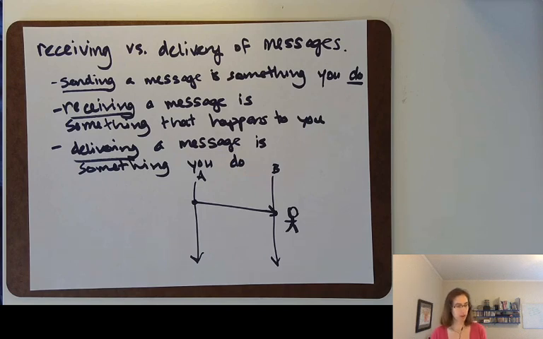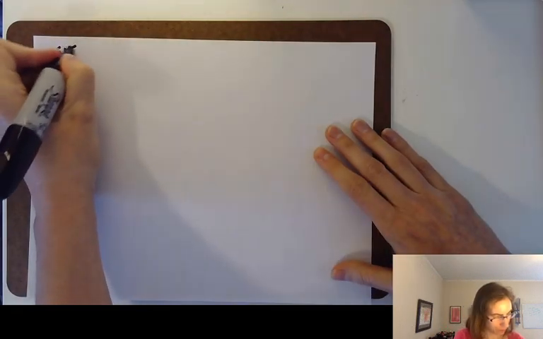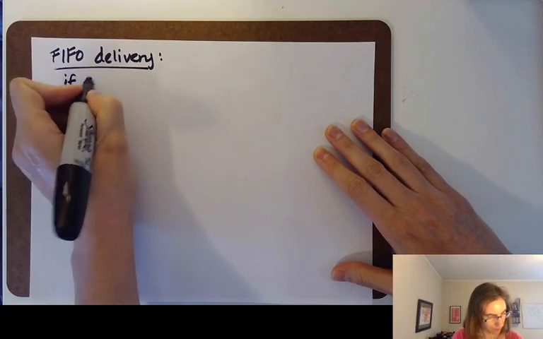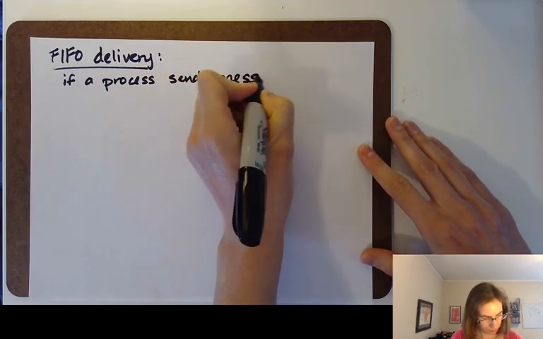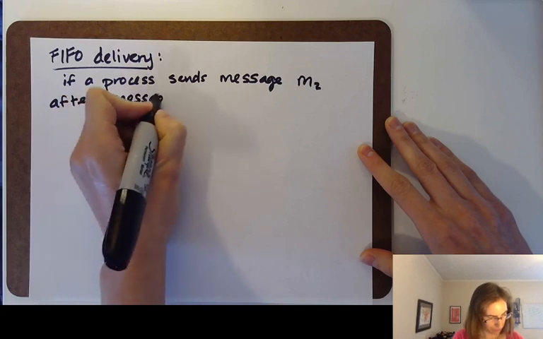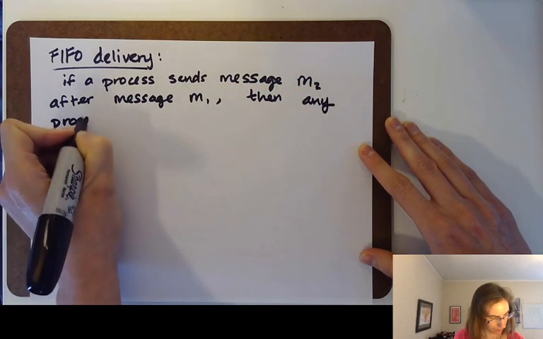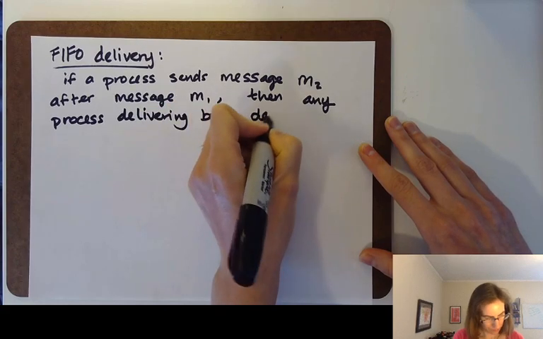So that brings us back to what I wanted to talk about first today, which is FIFO delivery again. Here's the definition of it again, repeating what we had last time. If a process sends message M2 after message M1, then any process delivering both delivers M1 first.